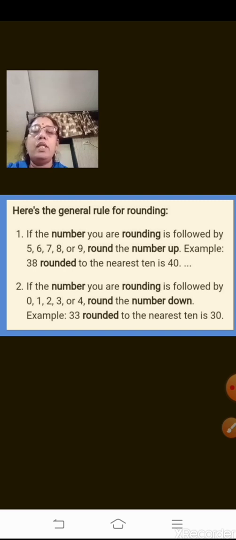And the second rule is, if the number you are rounding is followed by 0, 1, 2, 3 or 4, then round the number down. For example, 33. In the number 33, 3 is followed by the number 3. So when rounding off to the nearest 10, we'll keep the number as it is, and it becomes 30.